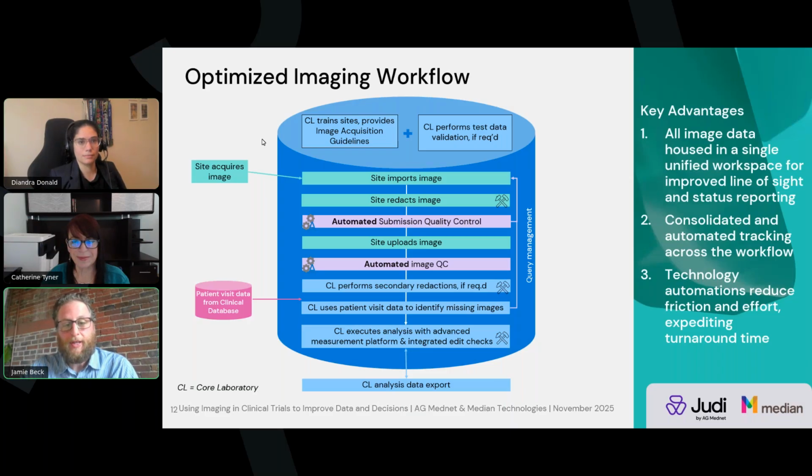A single unified workspace was utilized so that the sites and Median both had roles and access, which improved collaboration and process transparency between all team members. AG MedNet and Median reduced the number of trackers and systems needed down to just two, the imaging system and the clinical data, greatly reducing the friction as well as improving overall status reporting and line of sight. We applied a built-in system with tools to optimize as well as automate several steps within the process. And these solutions enabled Median and the sites to be successful on this study.